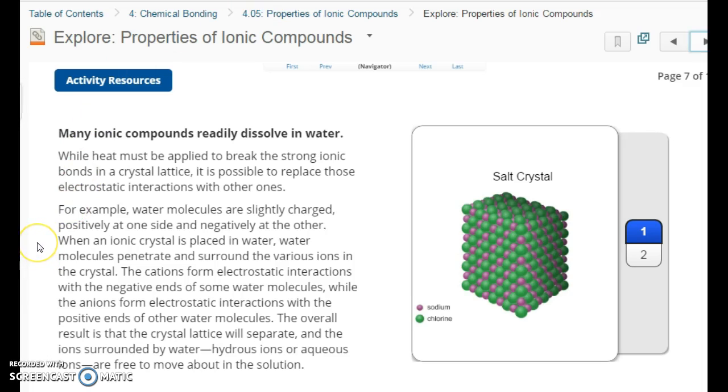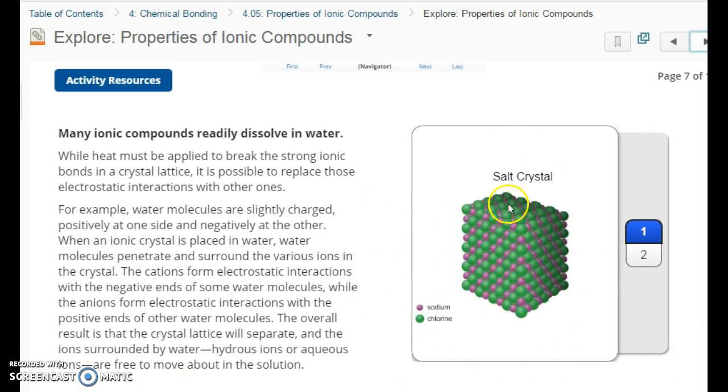When an ionic crystal is placed in water, water molecules penetrate and surround the various ions in the crystal. The cations form electrostatic interactions with the negative ends of some water molecules, while the anions form electrostatic interactions with the positive ends of the other water molecules. The overall result is that the crystal lattice will separate and the ions surrounded by water, hydrated ions or aqueous ions, are free to move about in solution.